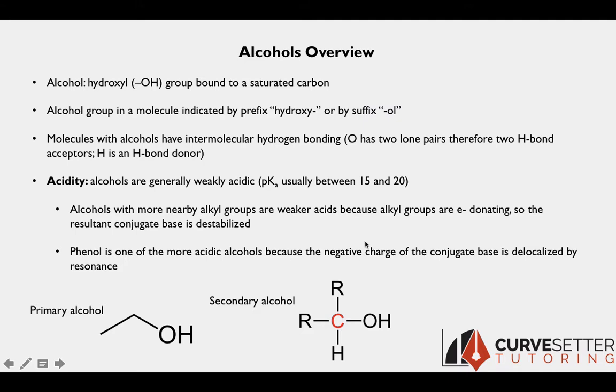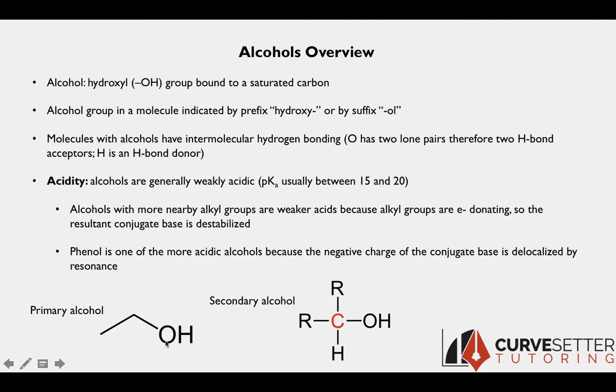One exception to this general pKa range is the phenols. Phenols are actually more acidic than most alcohols. That's because the negative charge of the conjugate base is going to be delocalized by resonance of the aromatic ring. So if I recall correctly, phenols have a pKa around 10, so the phenol alcohol is a little more acidic than other alcohols.